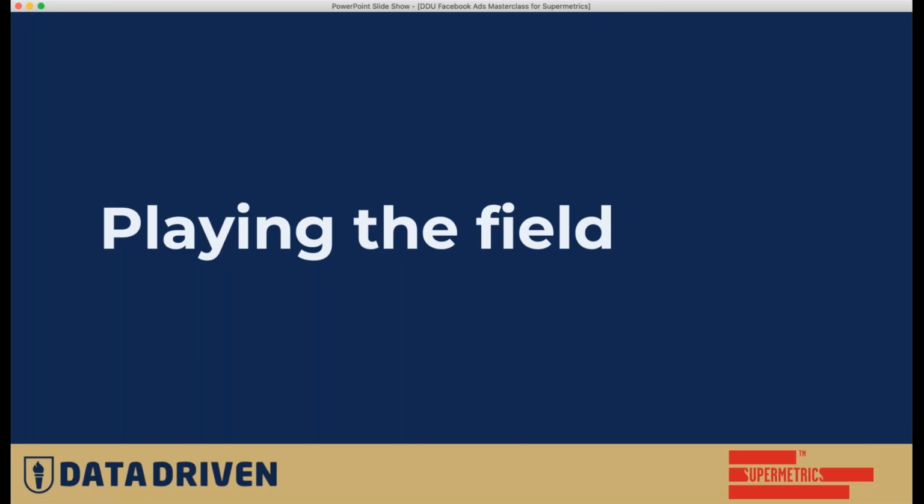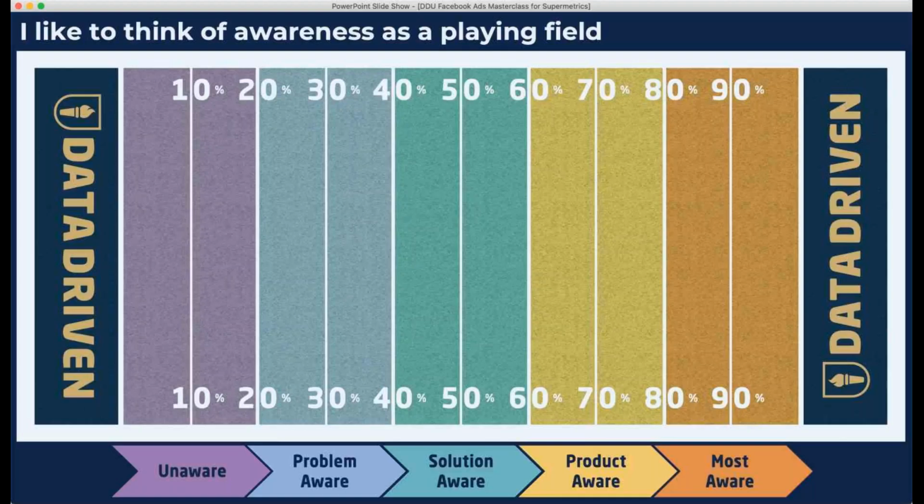Okay, so what audiences should you reach with these ads? I like to look at audiences as a field. Depending on where you're from, if you're from the US, it's an American football field. If you're into rugby or soccer, non-American football, then this would be a pitch, right? As you can see here, as you go from the left, which is no awareness at all, to the right, you're getting people to be more aware of who you are. So we start with unaware, then problem aware, solution aware, product aware, and most aware.